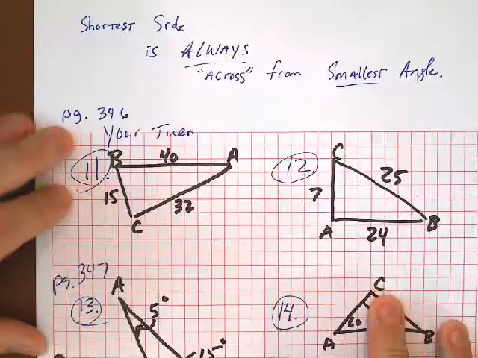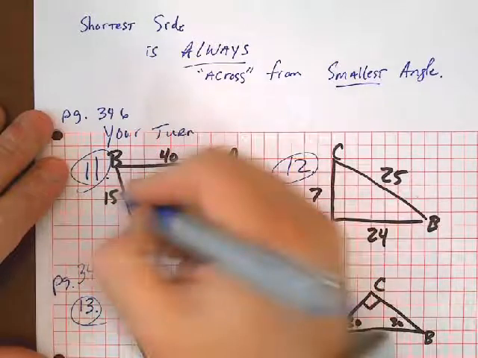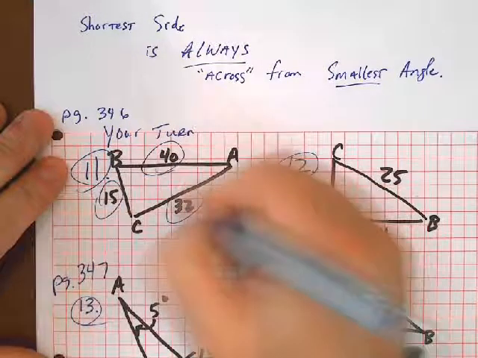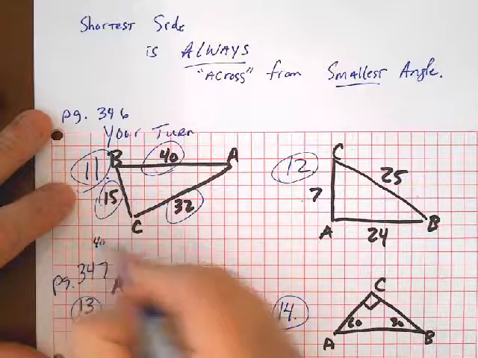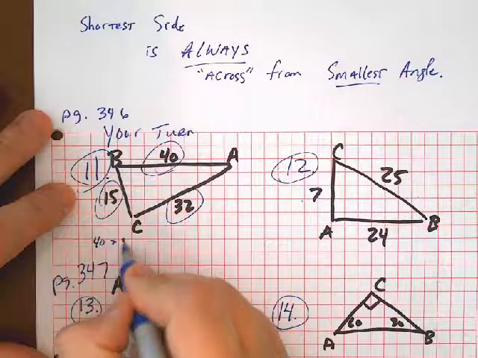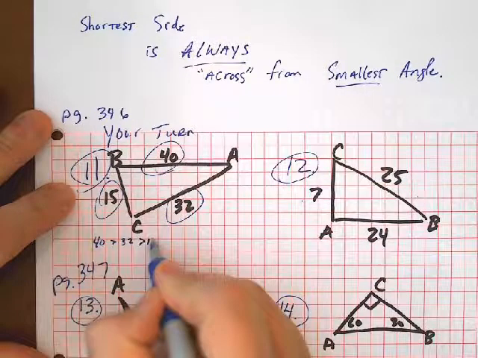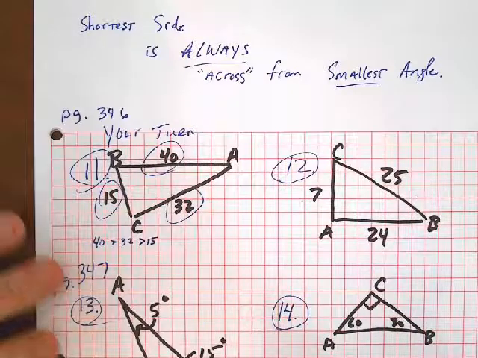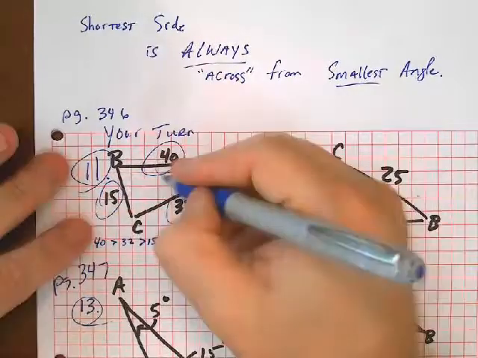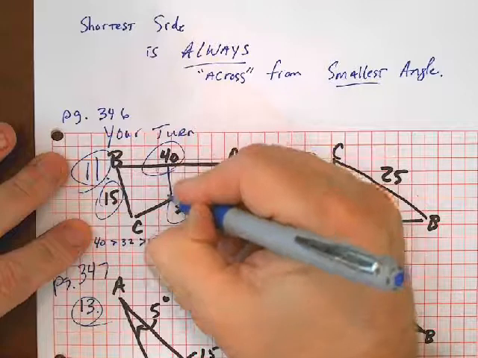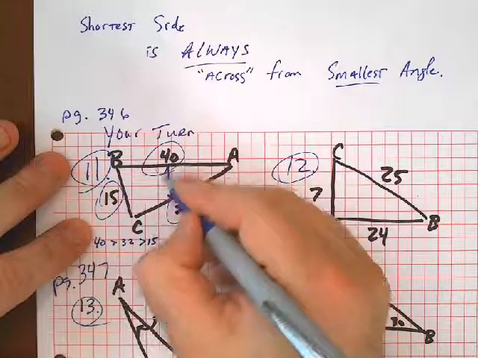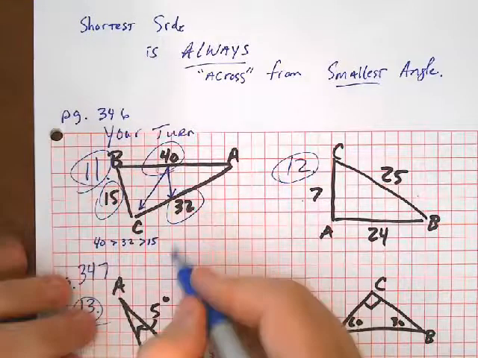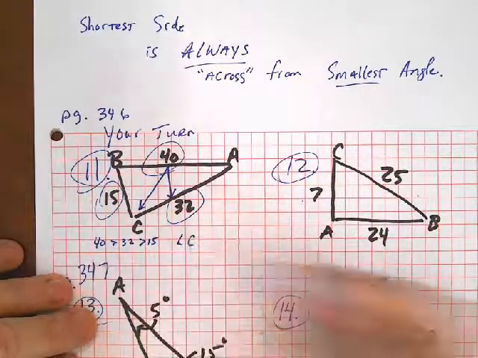All right, let's take a look at your turn, page 346, number 11. Here are my three sides. Which one's the largest? Of course, 40. If we're going to put these in order, 40 is greater than 32, which is greater than 15. Pretty obvious there. And so then we have to look at what angle is opposite 40, which is angle C.